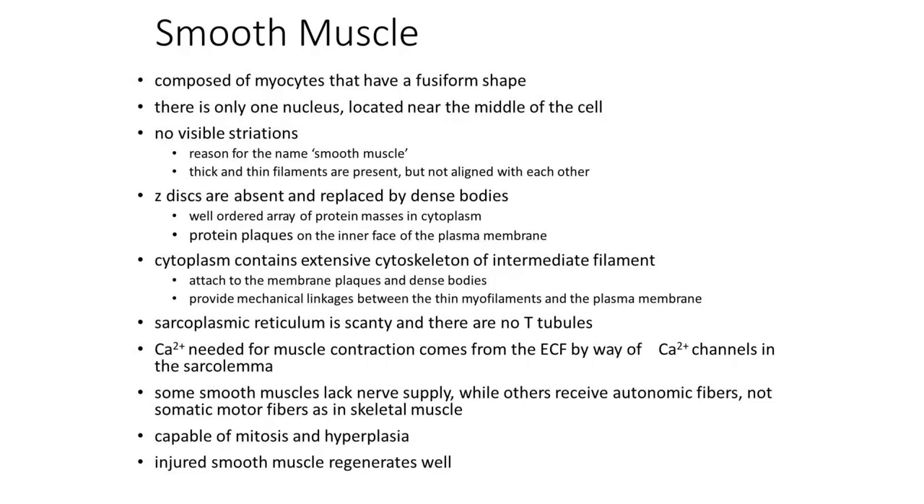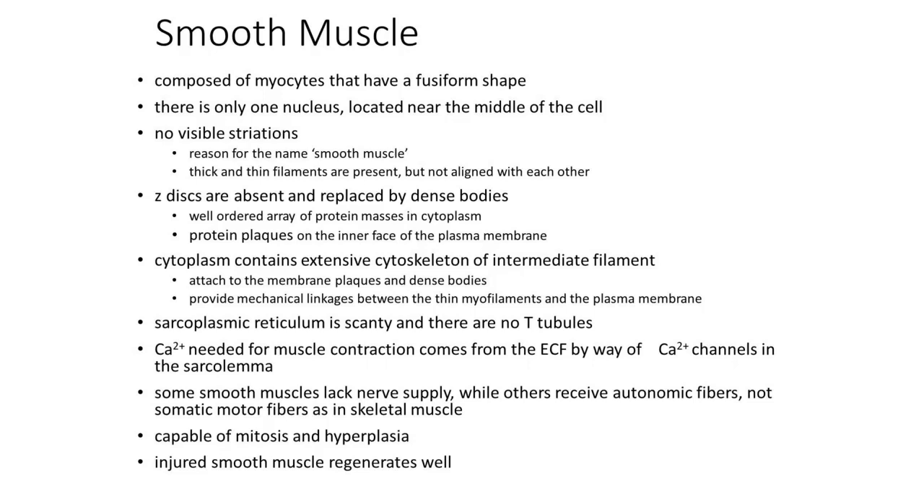The Z discs are absent and replaced with dense bodies. And these are well-ordered arrays of protein masses in the cytoplasm. There are also protein plaques on the interface of the plasma membrane. The cytoplasm contains an extensive cytoskeleton of intermediate filaments. And these attach to the membrane plaques and the dense bodies. They provide mechanical linkages between the thin myofilaments and the plasma membrane.